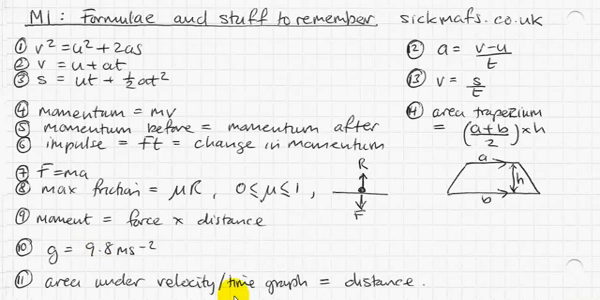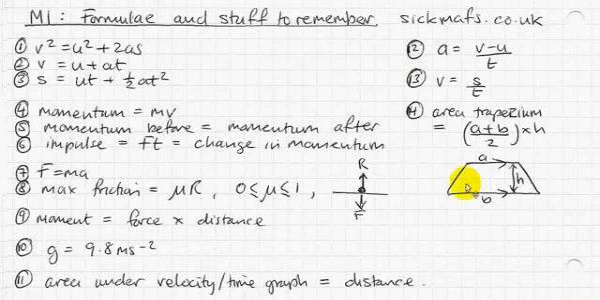Area under a velocity time graph is equal to the distance traveled in that velocity time graph. So that's a very simple one to learn. And what else is going on here? You've got Formula 12.